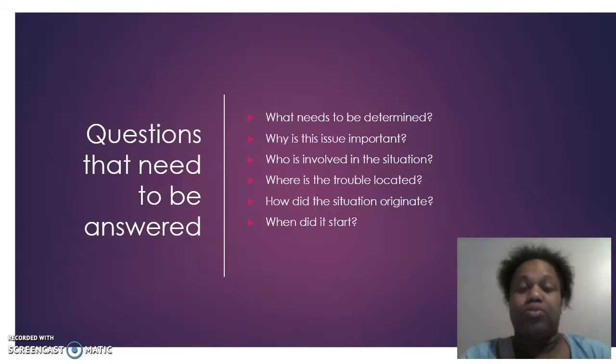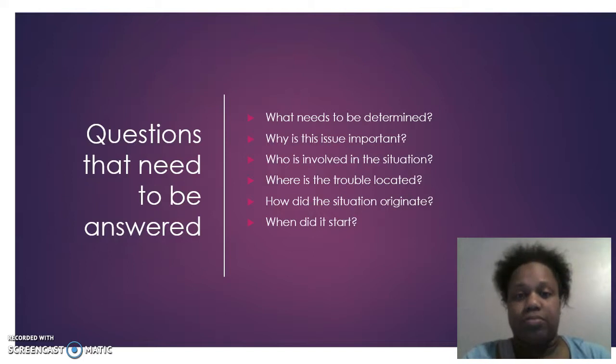Why is this issue important? Is it a financial issue? Is it an employee-based issue? Is it an issue just based on other aspects? Why is this important for us in our company? And who's involved in the situation? Is it an employee base? Is it managerial place? Is it a vendor place? Who's involved in the situation that makes it an analytical situation that we need to resolve?